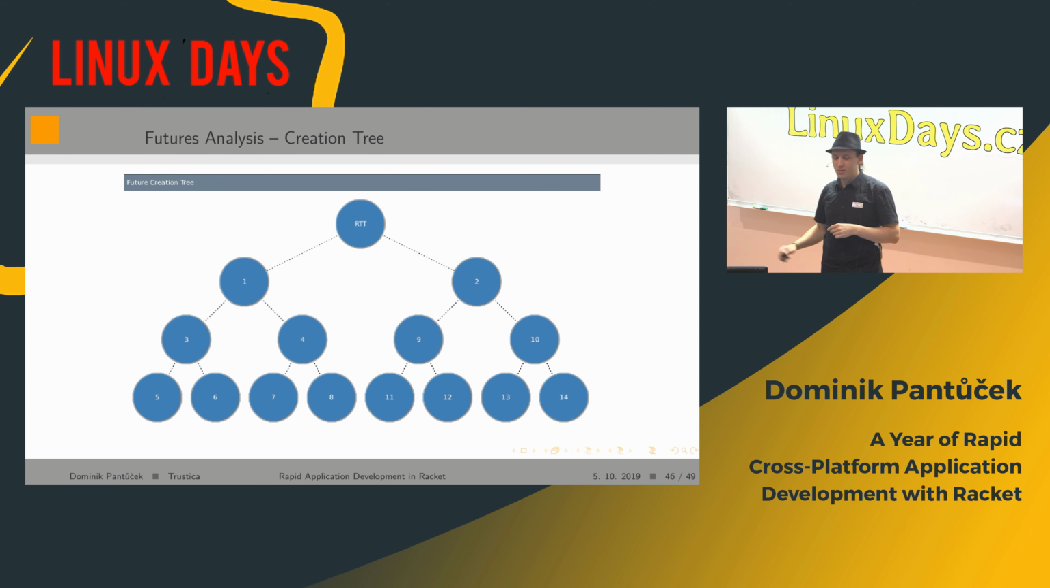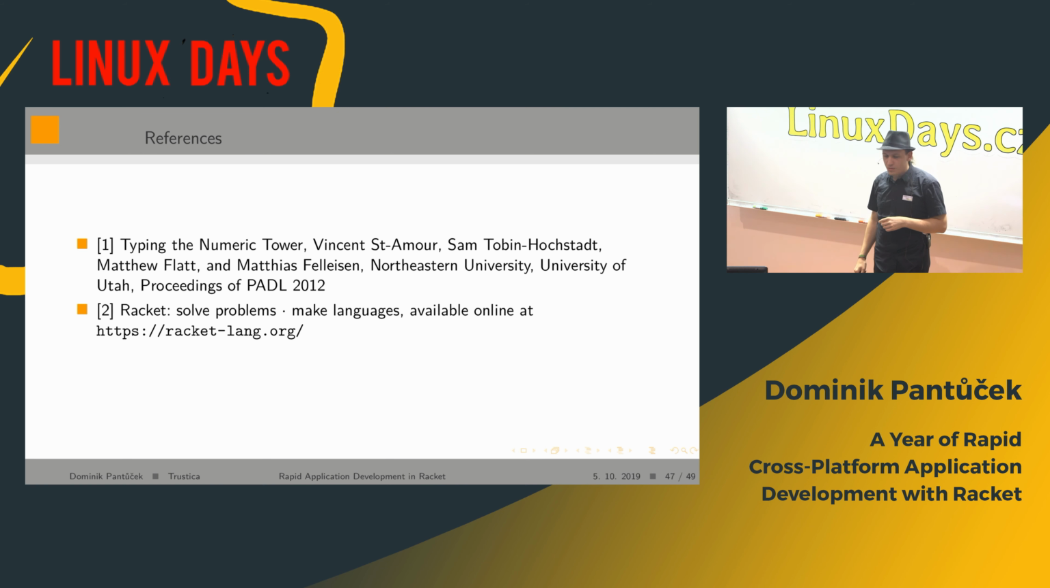And that's all for today. Just a few references. You should look at the typing attempts written by Matthew Flatt and Matthias Felleisen and others. The numeric tower is something that's still a part of ongoing research, how to tie this to a strongly typed system and stuff like that. It's really interesting if you are into programming language theory. And of course, look at racket-lang.org. It's really simple, and I'm pretty sure you will like it. Any questions?